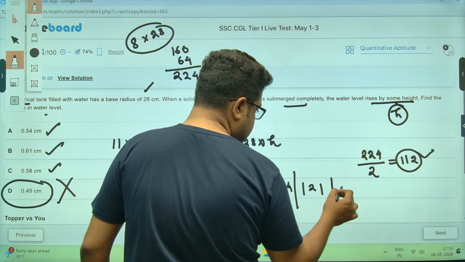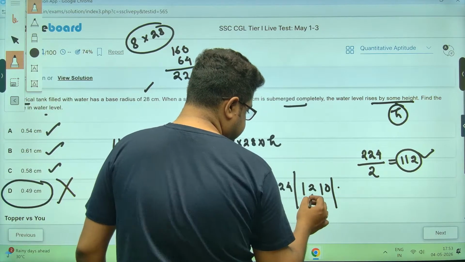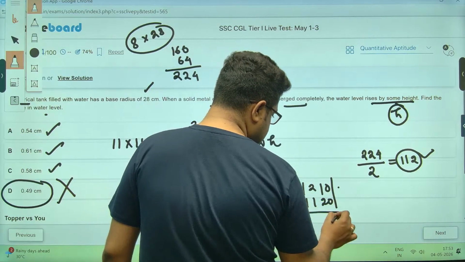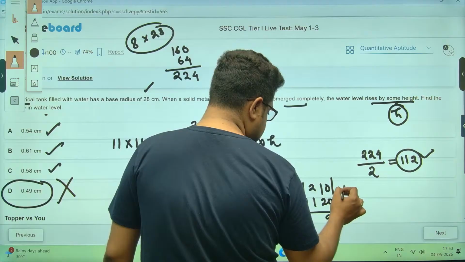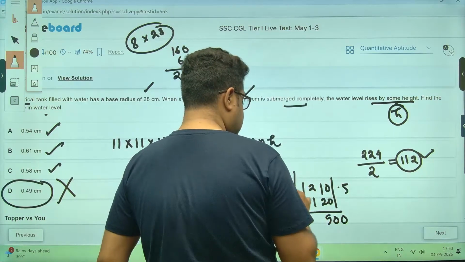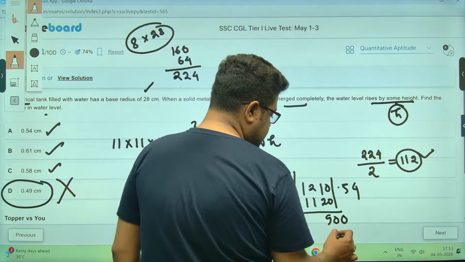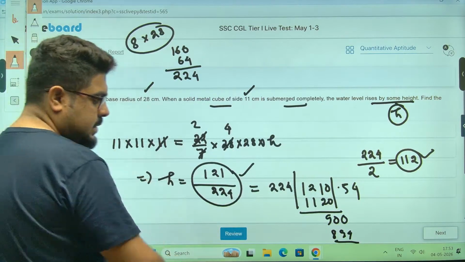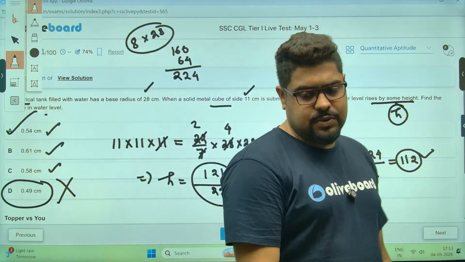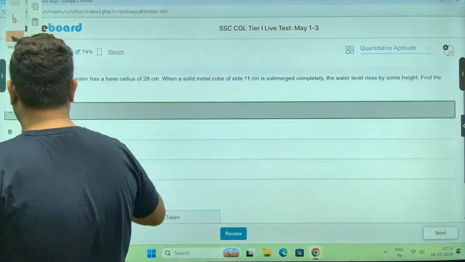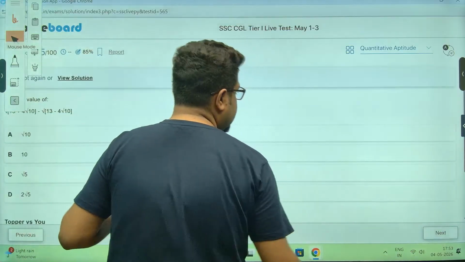121, meaning 0.5 times, 5 times will be 1120. This is 90. That's 0.4 times 896. So 0.54 something. 0.54 something meaning the option is, with a little calculation, because they have given you 2 options very close. That's all.